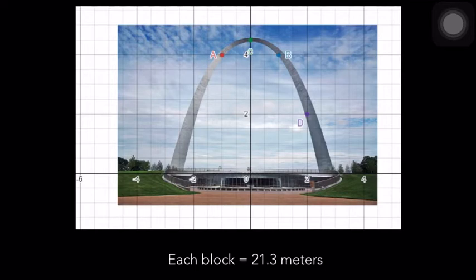So also we knew that each block counts as 21.3 meters, as the whole building is actually 192 meters. So I calculated each block: it's 9 blocks, the height of the building. I divided 192 by 9 to get how much each block counts, or the scale of the whole graph.